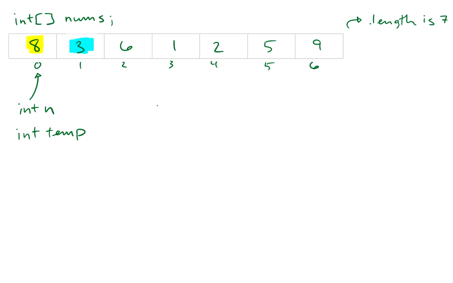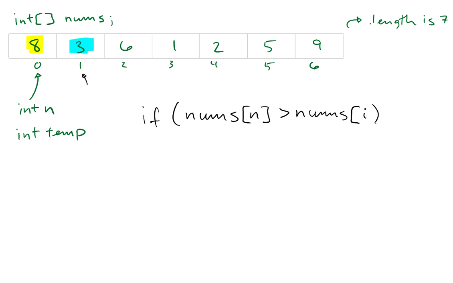So if I was going to swap these, I have to have an if statement that compares them, so let's write that if statement. So if this is called nums, nums at n is greater than nums at i.